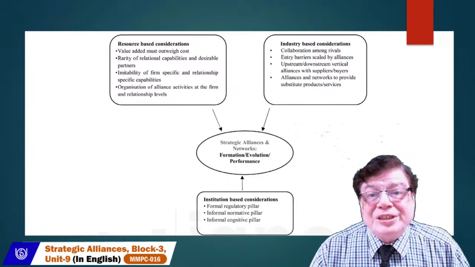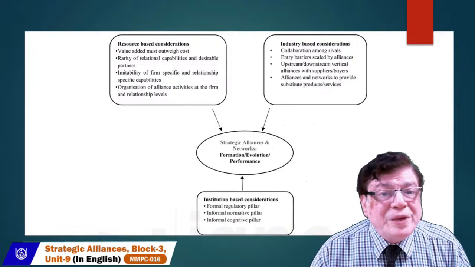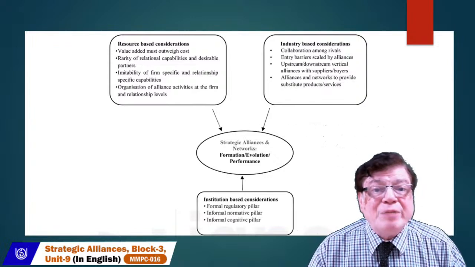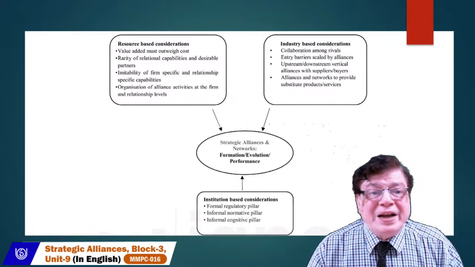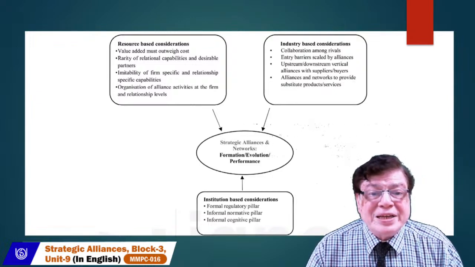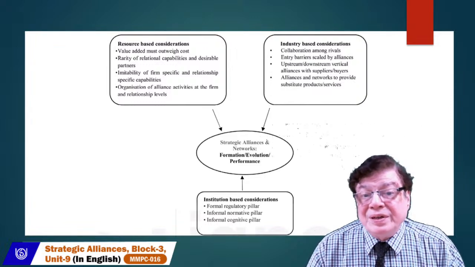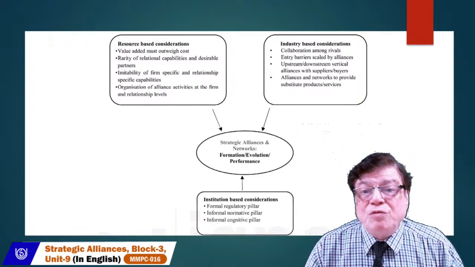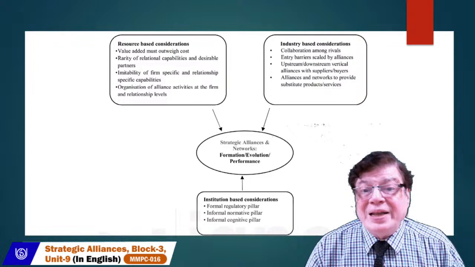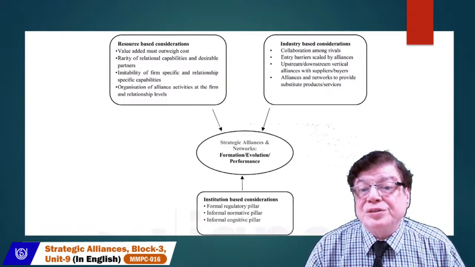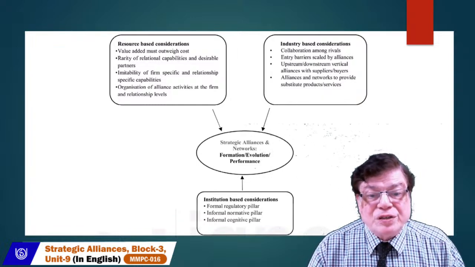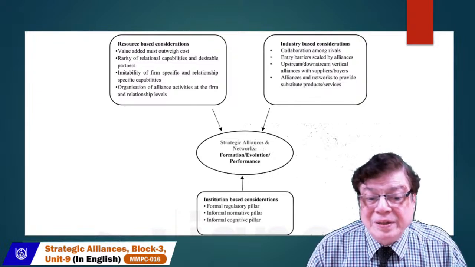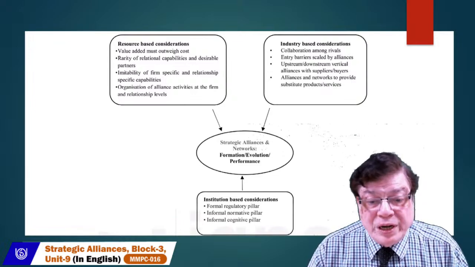Now, resource-based considerations, then industry-based considerations. Under resource-based considerations, value added must outweigh cost, rarity of relational capabilities and desirable partners, immutability of firm-specific and relationship-specific capabilities, and organization of alliance activities at the firm and relationship levels. In industry-based considerations: collaboration among rivals, entry barriers scaled by alliances, upstream and downstream vertical alliances with suppliers and buyers, and alliances and networks to provide substitute products and services. Now, strategic alliances and networks: formation, evolution, performance. The next is institution-based considerations: the formal regulatory pillar, then the informal normative pillar, then the informal cognitive pillar.